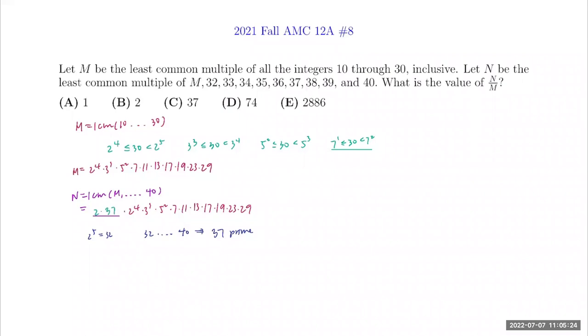Therefore, if we write it out, we notice that n is then equal to 2 times 37 times m, which equals 74 times m. Now, if we look for the value of our fraction, n over m, that gives us 74m over m, which equals 74, and that is answer choice D.